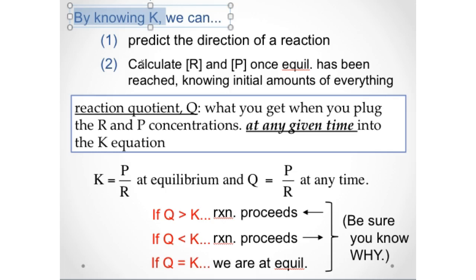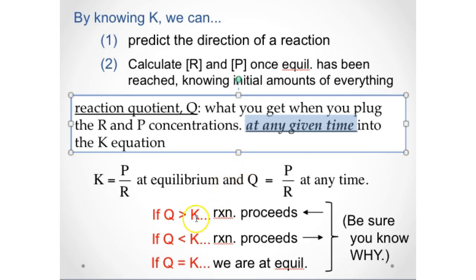But again, there might be a situation where we don't really know if the reaction is at equilibrium, and so we have to do some comparisons. This comparison is done by calculating something called a reaction quotient, which is Q. It is what you get when you plug in the concentrations of the products and reactants at any given time. So again, we don't know whether the reaction is at equilibrium. We're just going to look at the concentrations. This is the concentration for reactants. This is the concentration for product. We don't know if it's at equilibrium.